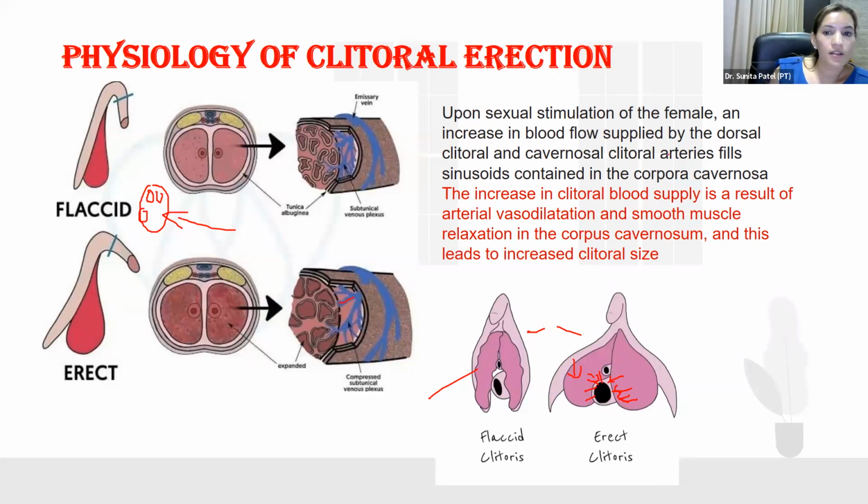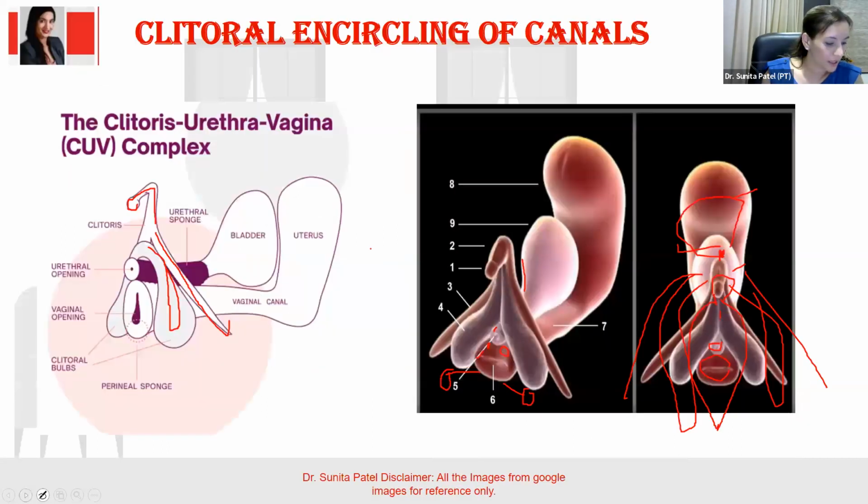So the increase in clitoral blood supply is a result of arterial vasodilation and smooth muscle relaxation. Whenever we are going to have sexual intimacy or stimulation, at that time our body, this whole structure, is already relaxed. The smooth muscle is going to relax a lot, and the corpus cavernosa will relax, and the filling will start. The blood filling will start in this region, and the blood is going to give this kind of erection to the structures, and we can see the erected clitoris. We can feel the erected clitoris inside. All right.